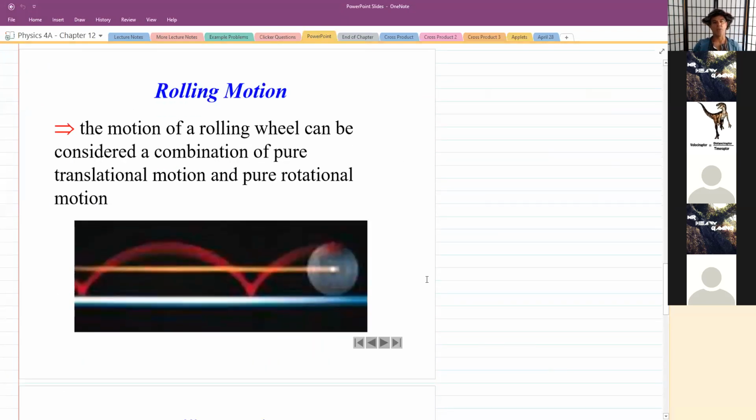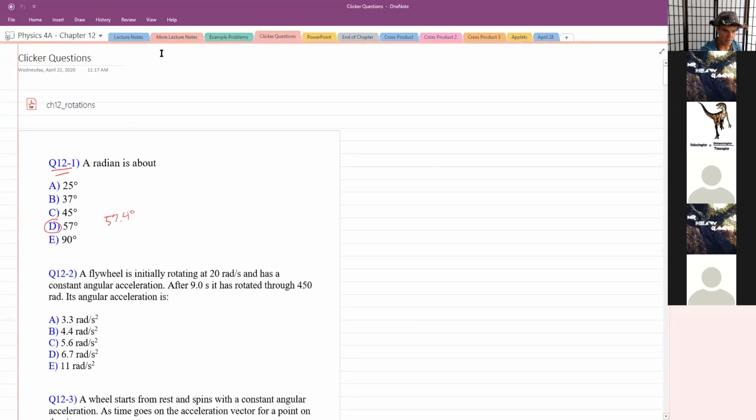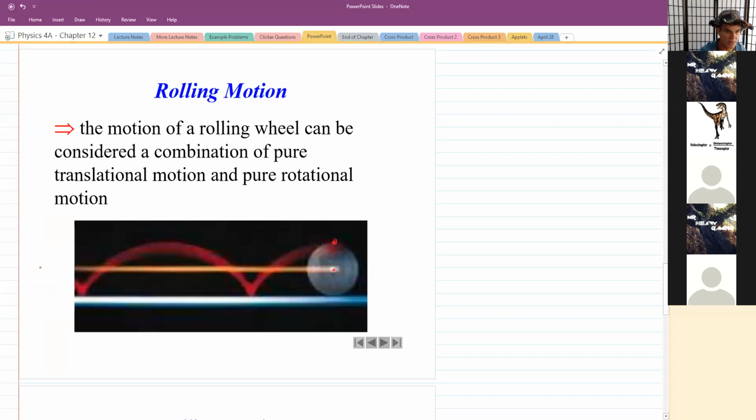A rolling object can be considered a combination of two different forms of motion. One, pure translational motion of the center of mass. So this is a ball which is rolling, and there was a light attached to the top of the ball and a light in the middle. And what you're seeing is, as this ball is rolling, the center of mass is moving through space. And because of that motion, there's a 1/2 mv squared term for the kinetic energy.